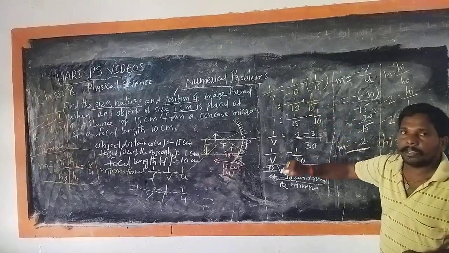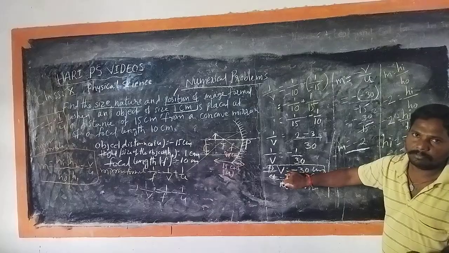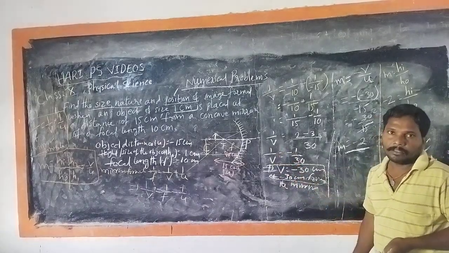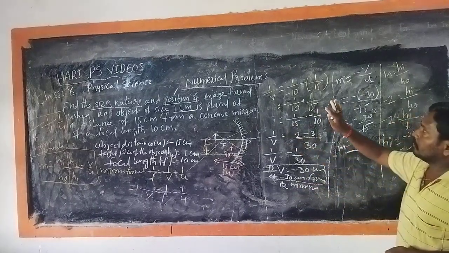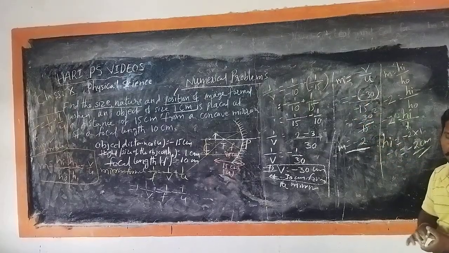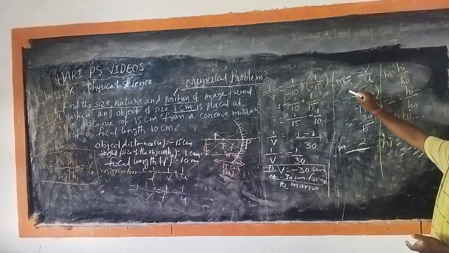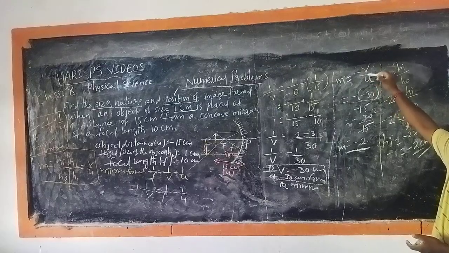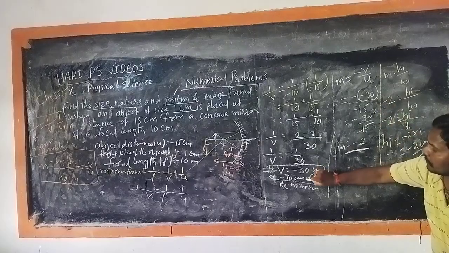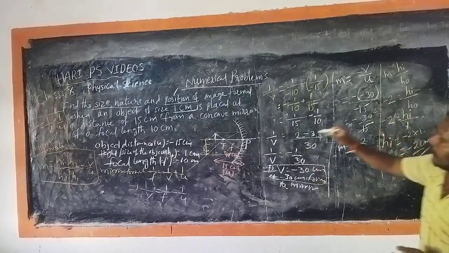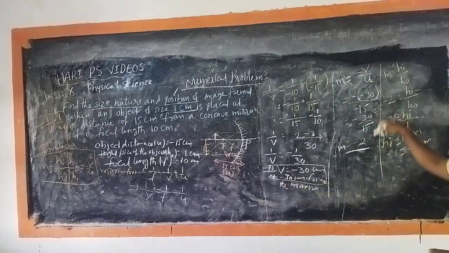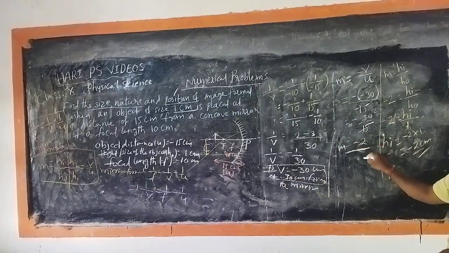So first we found where the image of the object is formed: at 30 centimeters from the mirror. Then we know the position, and next the size, which is nothing but the magnification. To measure the magnification we use m equals minus v by u. We know the v value is minus 30, which we calculated, and the u value is minus 15, already given in the problem. Then simplification gives magnification minus 2.